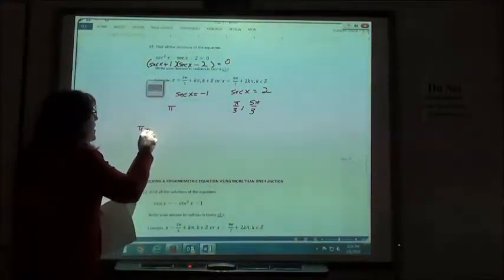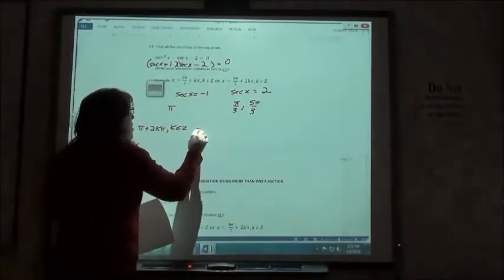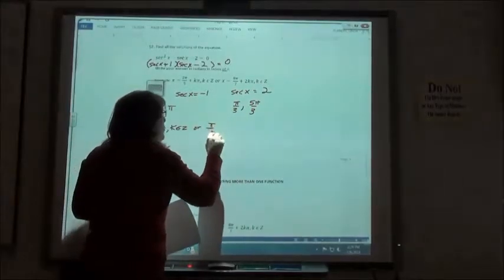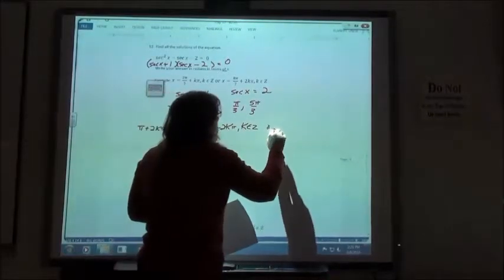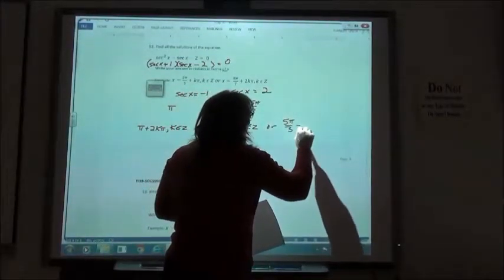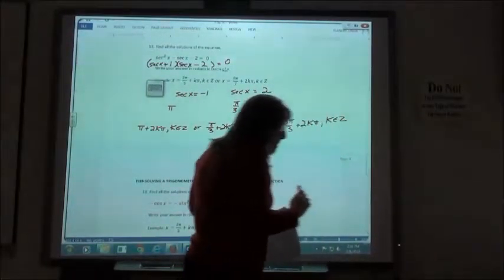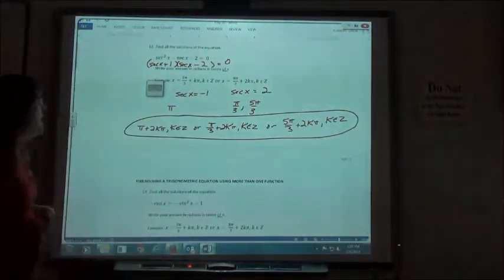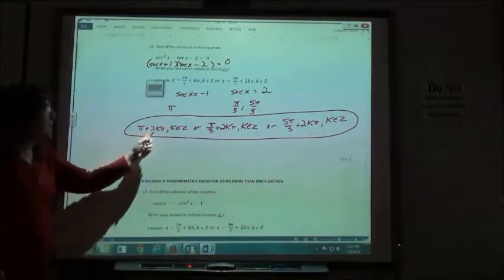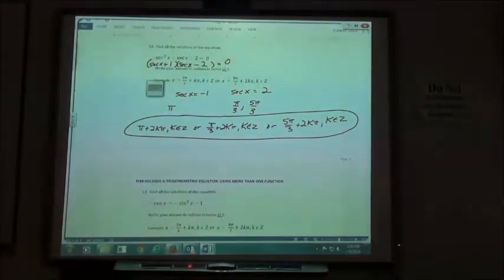So I'm going to have pi plus 2k pi, with k being an element of z. Or I'm going to have pi over 3 plus my 2k pi, with k being an element of z, or I'm going to have 5 pi over 3 plus my 2k pi with k being an element of z. Normally sine, cosine, secant, and cosecant have a period of 2 pi, so that's normally how your answers will be, unless, like I said, for some reason you can combine them, and then you could.